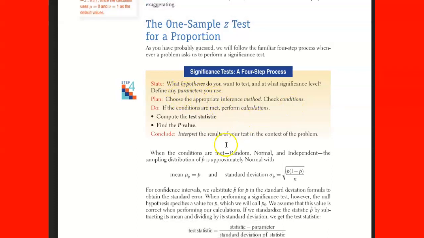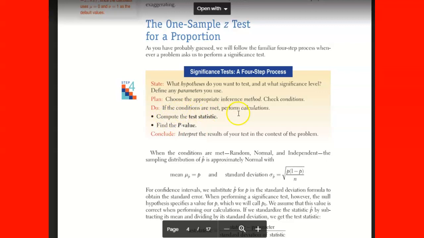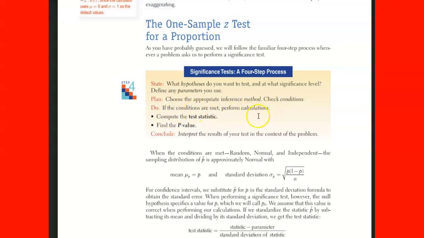You're saying, oh, where p is the true free throw percentage or whatever. Plan is we're going to state what we're doing, or tell what the test is going to be and check the conditions: randomness, normality, independence. Do, if we meet the conditions, we're going to do the calculations. Now, it says here, compute the test statistic, then go find the p-value.